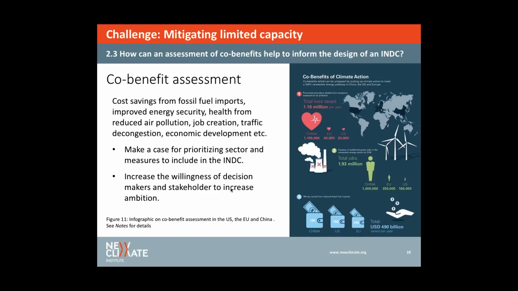A third one is about co-benefits, and the idea here is that the assessment of the co-benefits can help in the design of the INDC. This is an example of a separate study that was not for the INDCs. We're looking at energy security, so reduced fossil fuel imports, for example, health benefits, reduced air pollution, or job creation, but also traffic congestion or other economic development. These usually seem to be good arguments to get to a comprehensive and ambitious INDC, and may also increase the willingness of the stakeholders to agree and to push for something.